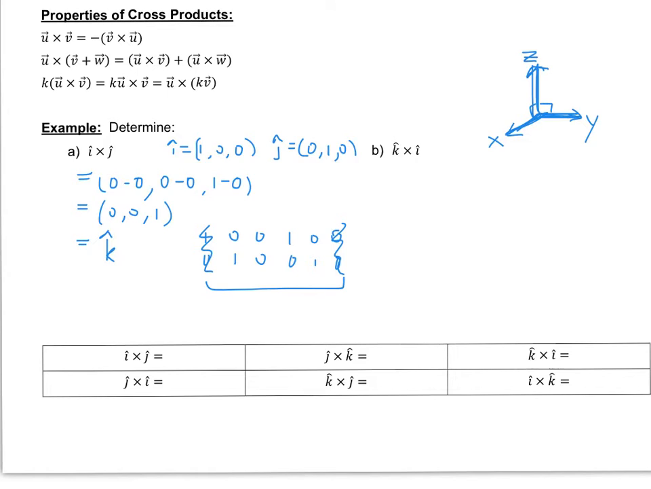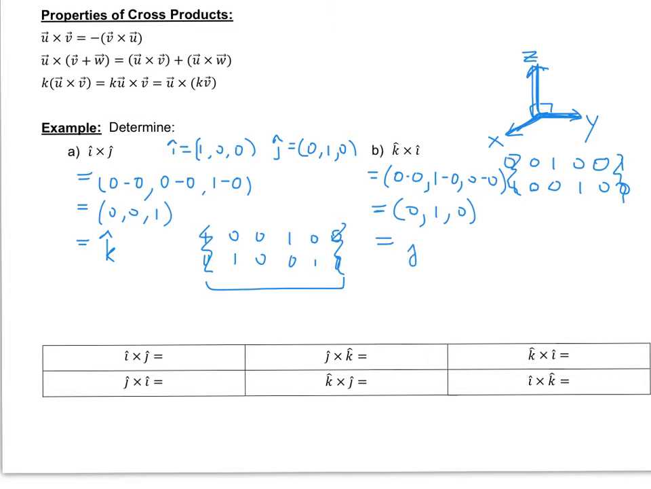That should make sense. Now, if you do k crossed with i, you can do the same process and see what you get. All right, you also get a unit vector, and that one is unit vector j hat. So there are some things to note here. i hat crossed with j hat is equal to k hat. j hat crossed with k hat will equal i hat, and k hat crossed with i hat equals j hat.